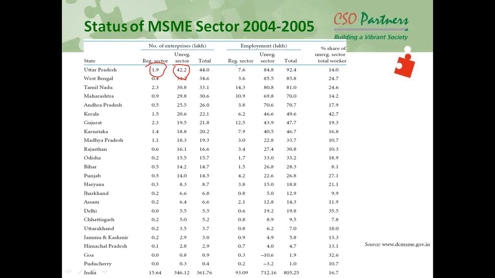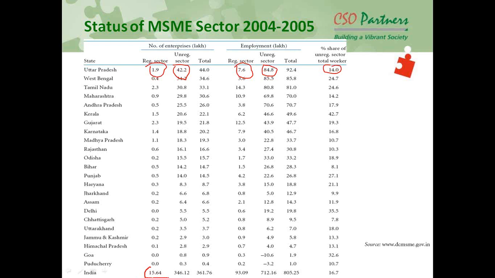In terms of employment, in the registered sector, we have only 7.6 lakhs in UP. In the unregistered sector, we have 84.8, right? So the share of unregistered sector was 14.0% in total workers. It's not only MSME, I am saying total workers, in MSME, agriculture and all including. So what we see is that the trend in the Indian scenario is, first of all, in informal, unregistered, small, micro businesses, more and more people are participating. In the registered sector, the businesses are very few in comparison to the unregistered sector, and the rate of employment in the registered sector is also very low.